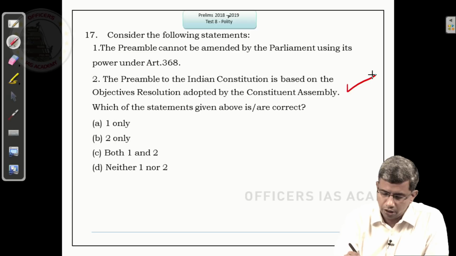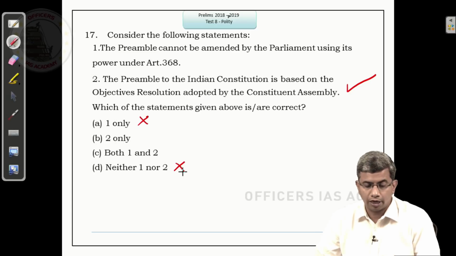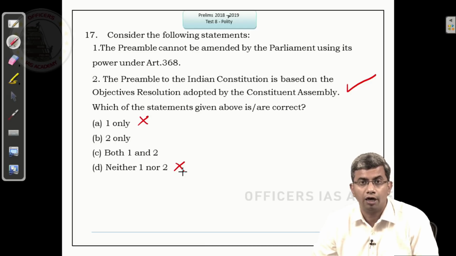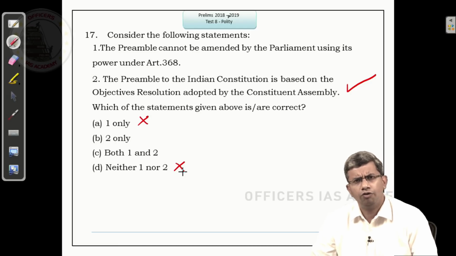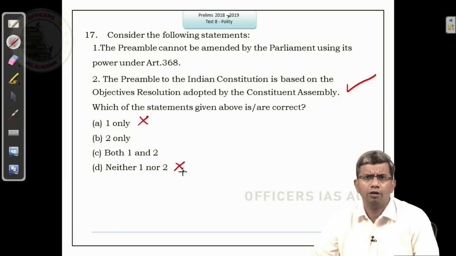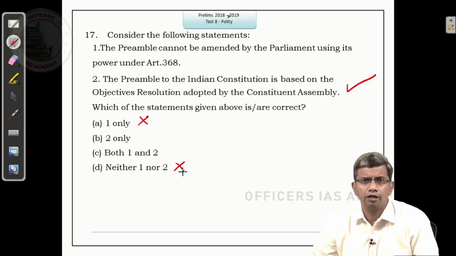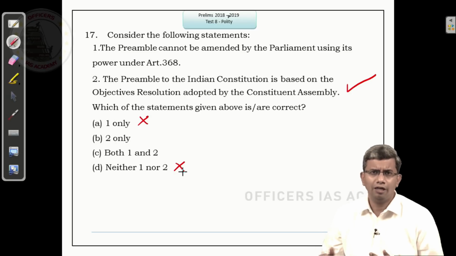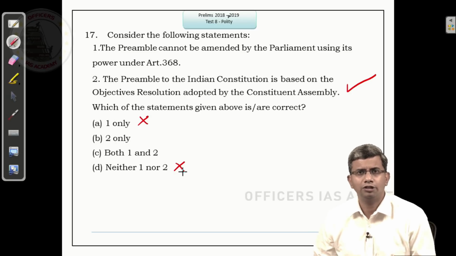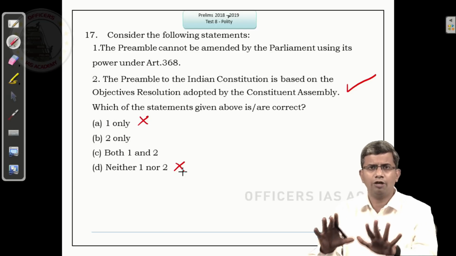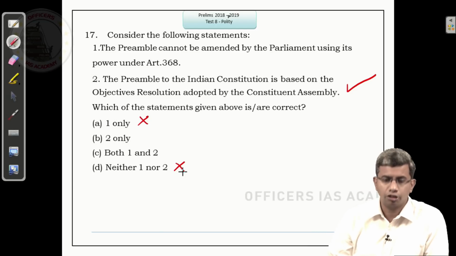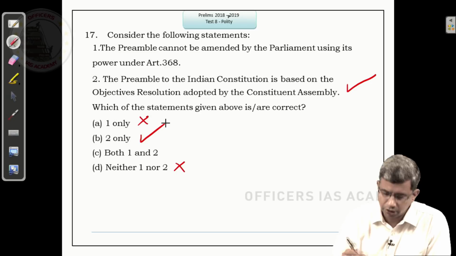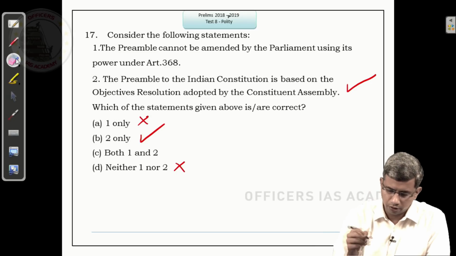So, automatically you eliminate A and D. Now, the first statement, whether it is correct or not: the preamble cannot be amended by the Parliament using its power under Article 368. We know that originally it was only sovereign democratic republic. We know that the words socialist and secular and integrity were added subsequently. All of us should be aware that it was during emergency by the 42nd Amendment Act, but we know that it was amended subsequently. So, the first statement is wrong. So, the correct statement is B, 2 only.